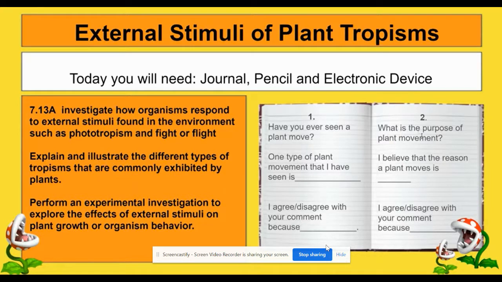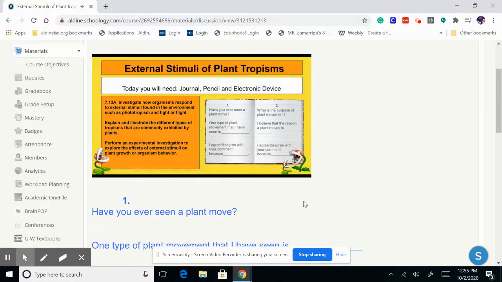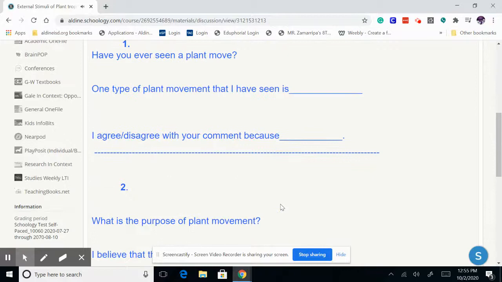The second choice is, what is the purpose of plant movement? Why is it necessary? The sentence stem that you will use is, I believe that the reason a plant moves is, and you will complete that sentence. Again, you will either agree or disagree with a comment of a fellow student. All right, well, that concludes the introduction of external stimuli of plant tropisms, and we will continue to learn about them.